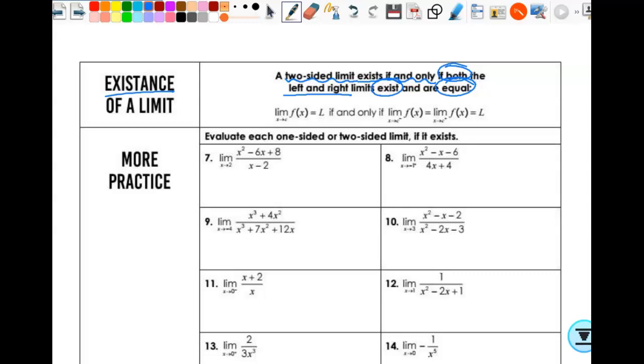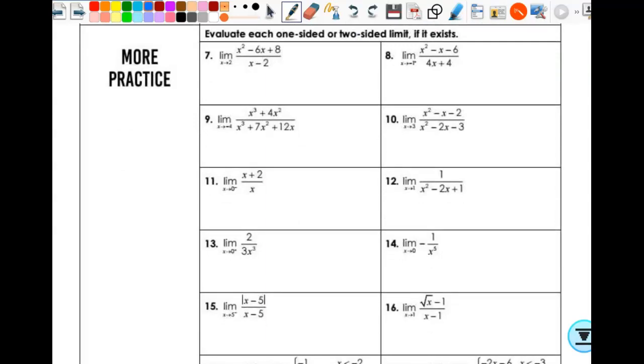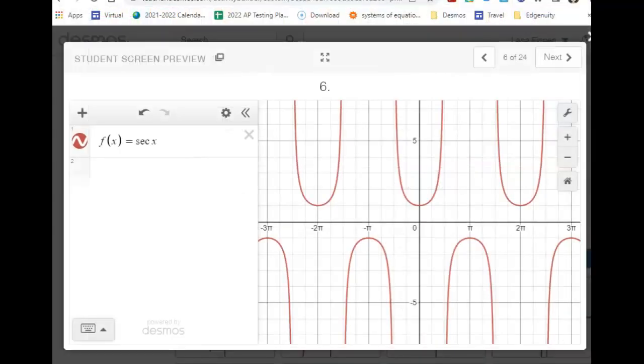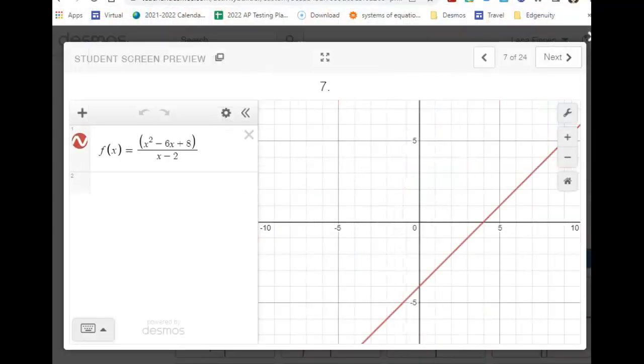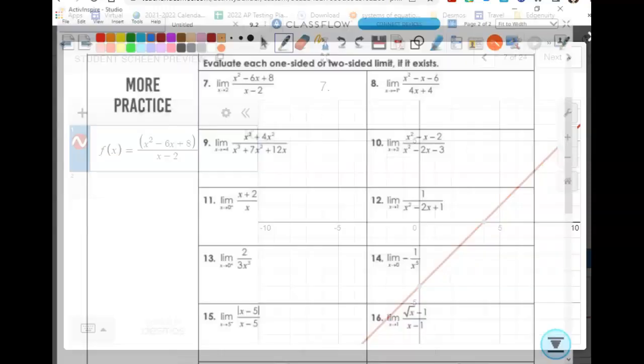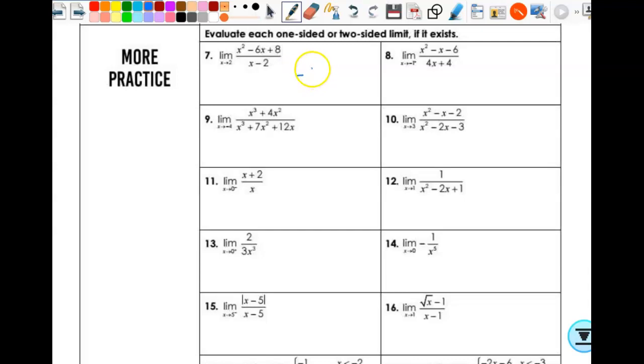So let's look through these. Number 7. Want the limit. So you have to pay attention to the notation here. This is just the limit as x approaches 2. So here's 2 right here. The limit as x approaches 2. So at 2, we're undefined. But if you look at as x approaches 2, what is y approaching? Negative 2.